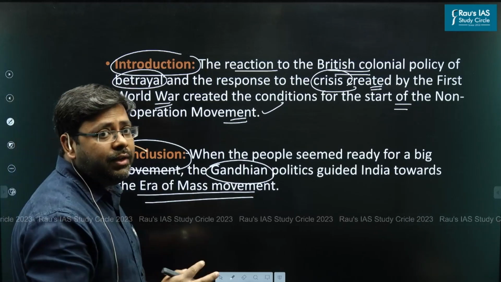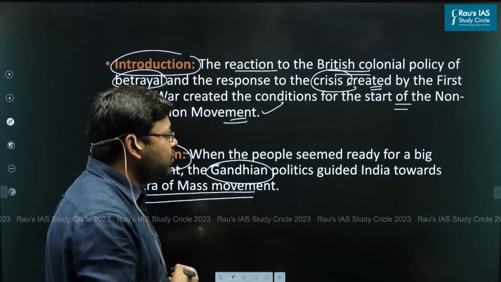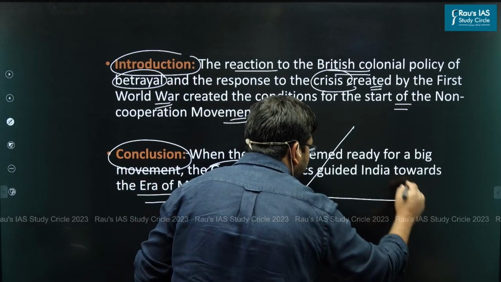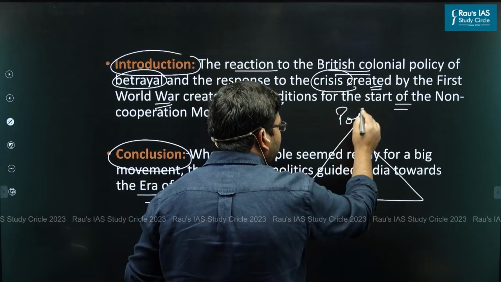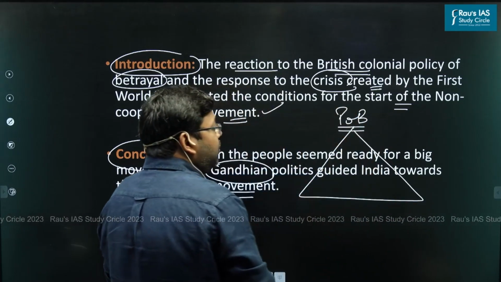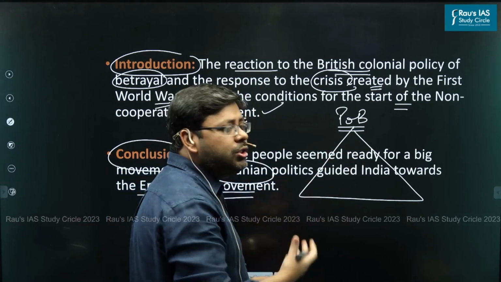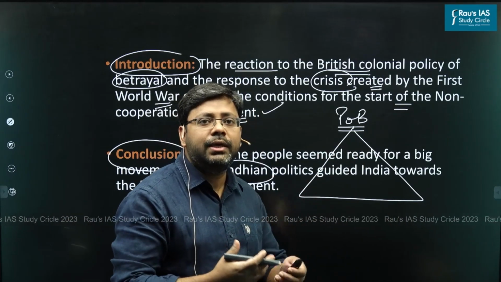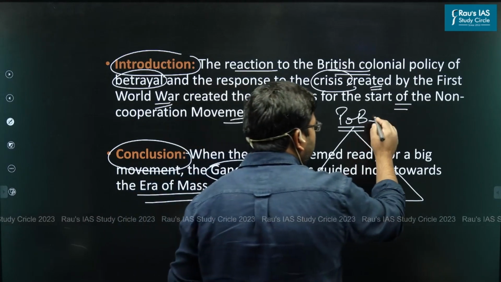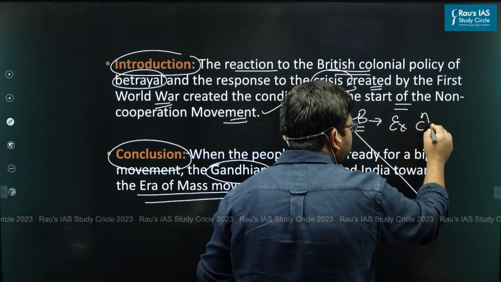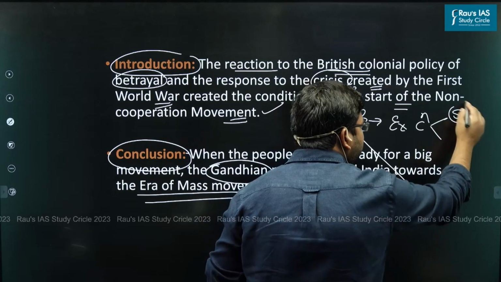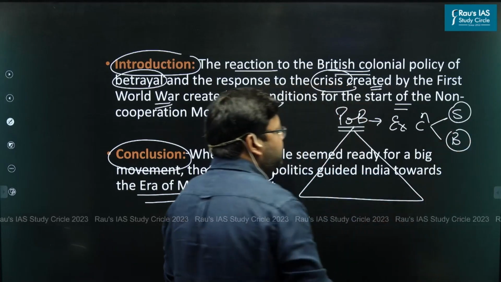Look, there were three deflection points in the Indian national movement. One of them was the partition of Bengal. For the first time, from the era of constitutional agitation of prayers and petitions, we moved toward the era of extra-constitutional agitation of Swadeshi and boycott.